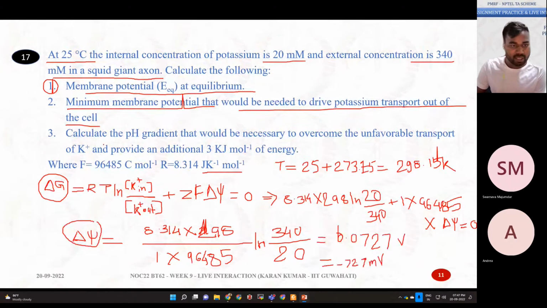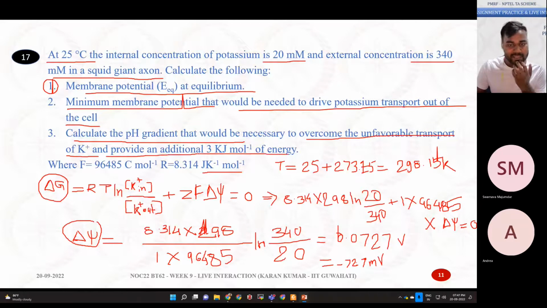Okay. What was your next question? Your next question was to calculate the pH gradient which would be necessary to overcome the unfavorable transport of K plus and provide an additional 3 kilojoule per mole of energy.